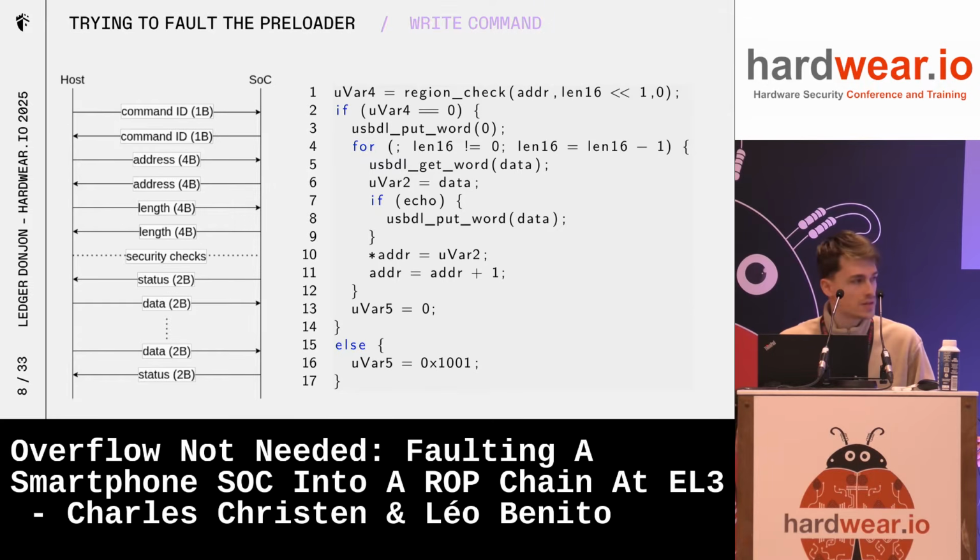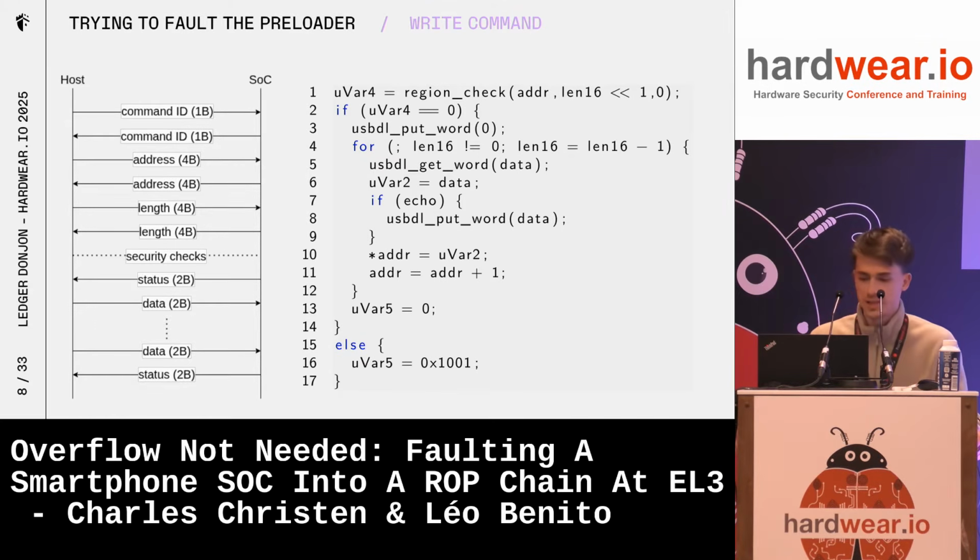As you can see on the left, the USBDL protocol is a simple serial protocol. You start by sending the command ID, then you send the command argument, which here for the write command is the address and length. Then the handler performs the security check and returns the status. And if the status is successful, you can then send the data to be written.